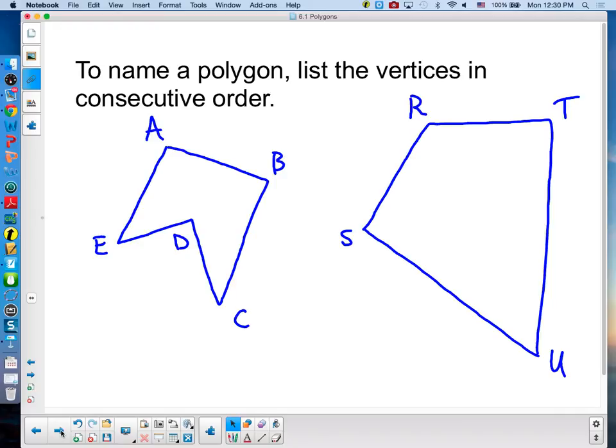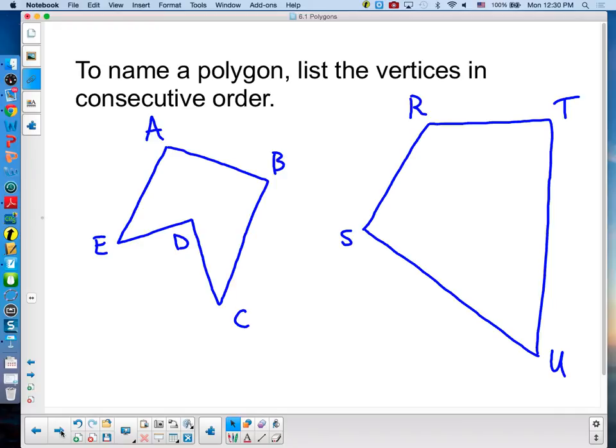Right? Or it could be polygon D, E, A, B, C. I could start at E. I could go E, D, C, B, A. Or I could go E, A, B, C, D. So going in consecutive order rather than jumping around. So give me a proper name for the one on the right. You have to raise your hand so I can listen to these carefully. Tom, give me one name.